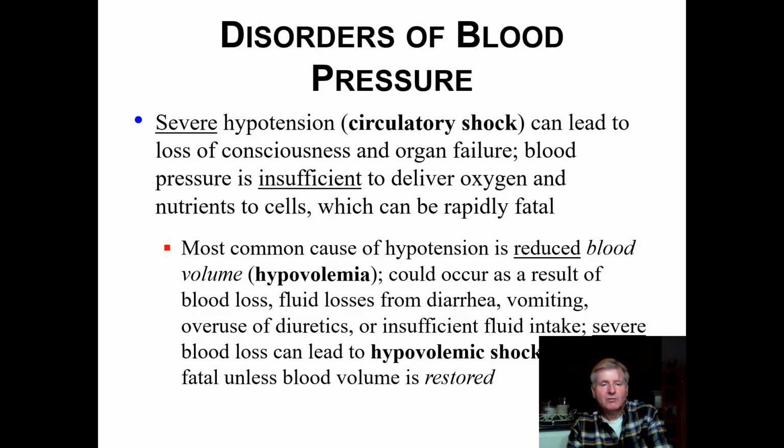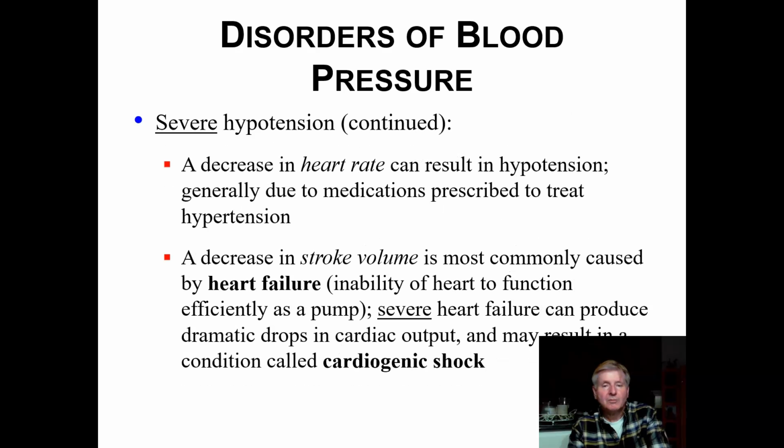Severe blood loss can lead to hypovolemic shock, and that is generally fatal unless the blood volume is immediately restored with IV bags. A decrease in heart rate can result in hypotension, and generally it's due to medications that are prescribed to treat hypertension, like your beta blockers. A decrease in stroke volume is most commonly caused by heart failure, which is the inability of the heart to function efficiently as an effective pump. Severe heart failure can also produce drops in cardiac output, and that condition is referred to as cardiogenic shock.